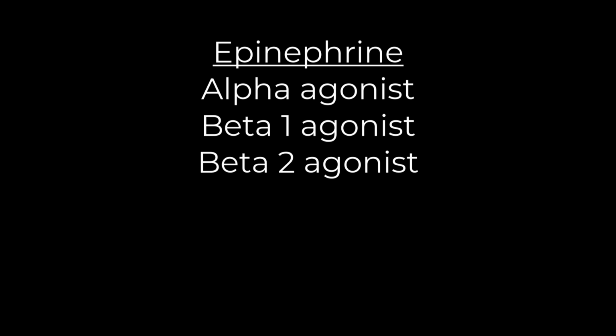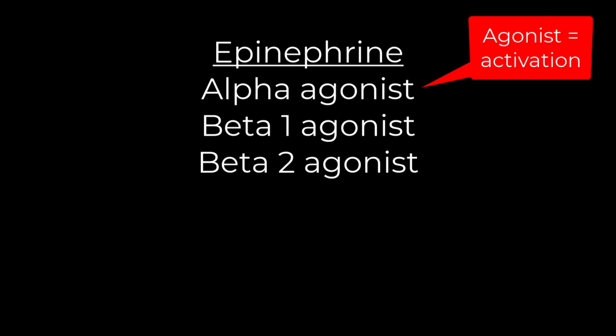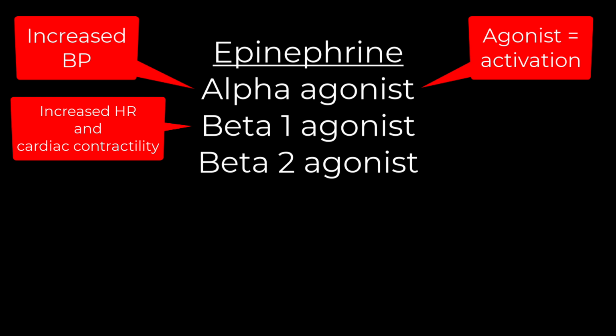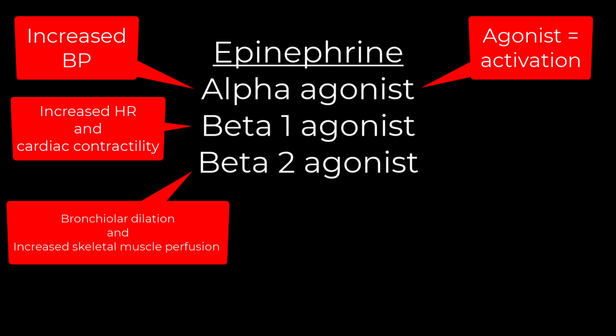Epinephrine is therefore classified as an alpha agonist, beta 1 agonist, and beta 2 agonist. When you administer epinephrine, you should expect an increase in blood pressure, increased heart rate, increased cardiac contractility, dilation of the bronchioles, and dilation of the vessels that supply skeletal muscle.